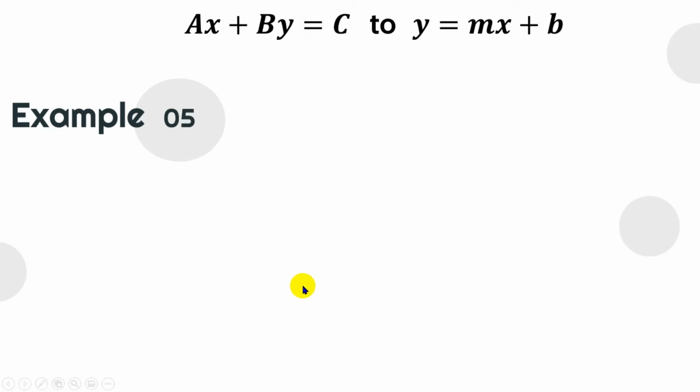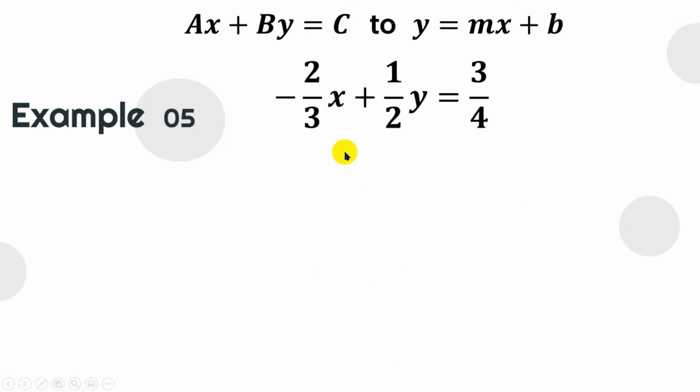Now, for our last example, we have example number 5, negative 2/3 x plus 1/2 y is equals to 3/4. So, you can try this again. Pause the video for a while. Try to rewrite this into slope-intercept form. Then, later, I will give you the correct answer.